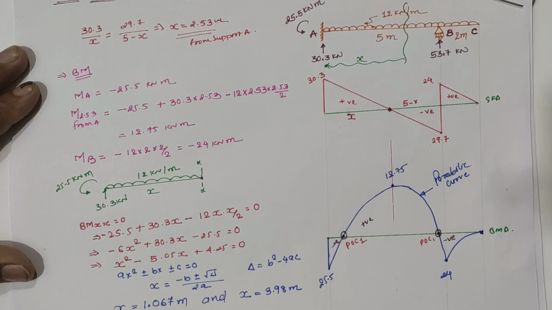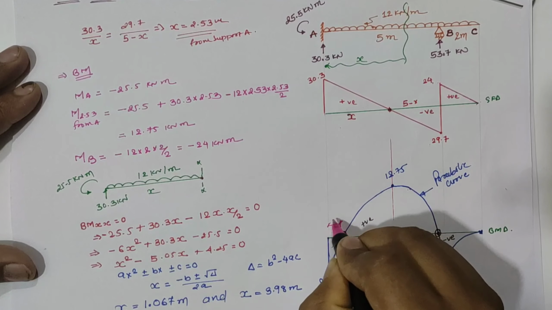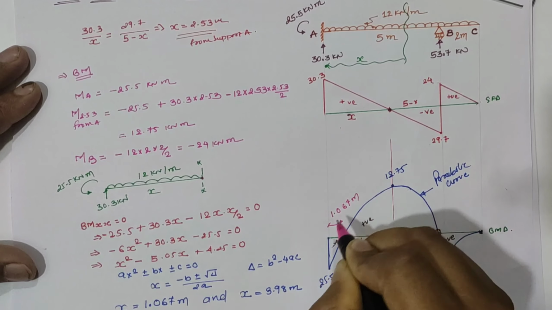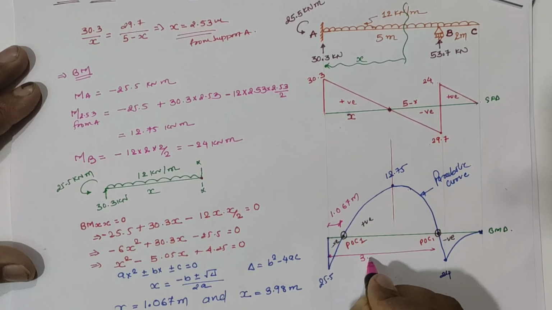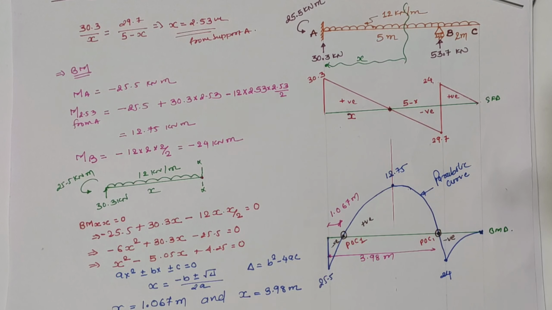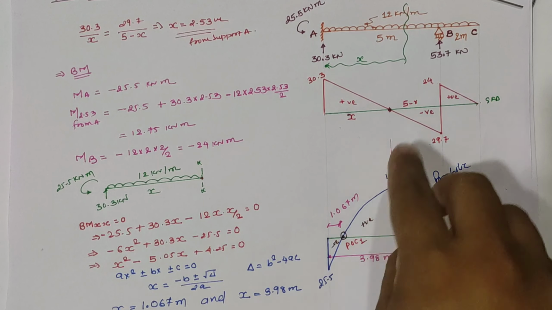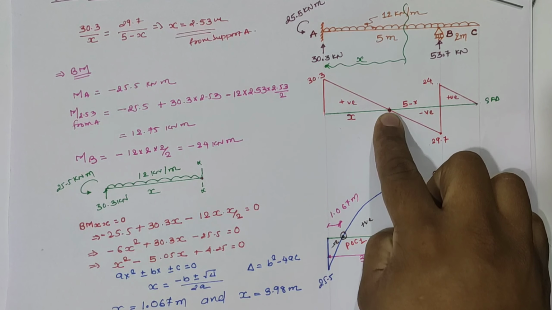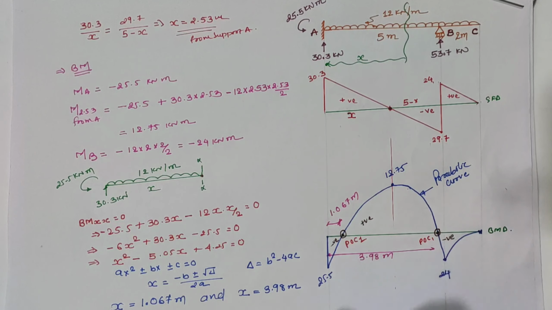So it indicates that our point of contraflexure 1 is at distance 1.067 meter from support A, and the second point of contraflexure is at 3.98 meter from support A. Thus we can calculate the shear force diagram, bending moment diagram, maximum bending moment after the calculation of location of shear force 0, and point of contraflexures if any in the diagram using the consistent deformation method as described in the calculation. Thank you.